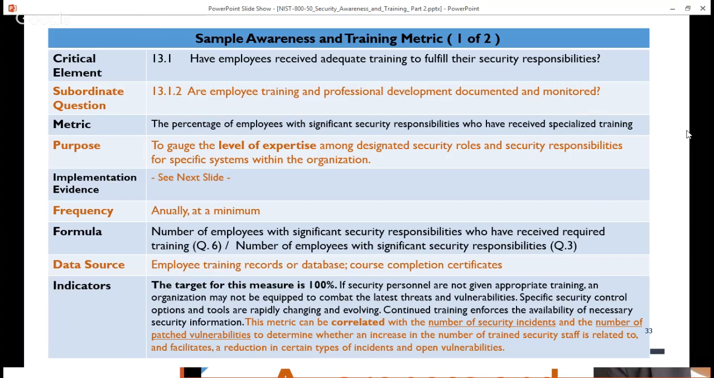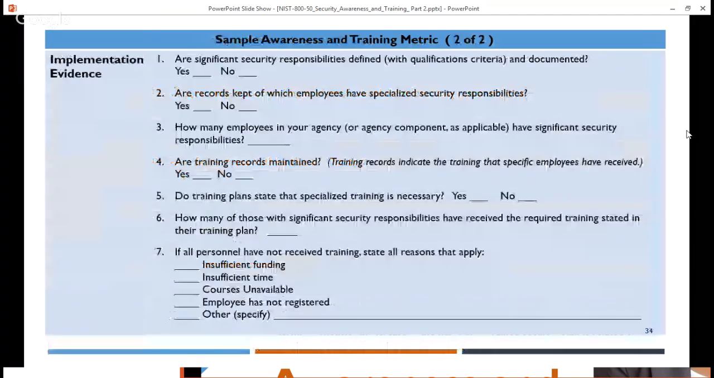So again, I'm just talking about a sample metric. For each metric, you have implementation evidence. What does success look like? And these are the questions that you would answer. Are significant security responsibilities defined with qualifications, criteria, and documented? Yes or no? Second question, are records kept of which employees have specialized security responsibilities? Yes or no? Third, how many employees in your agency have significant security responsibilities?